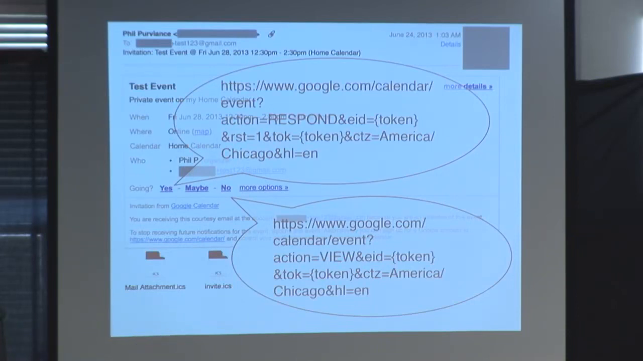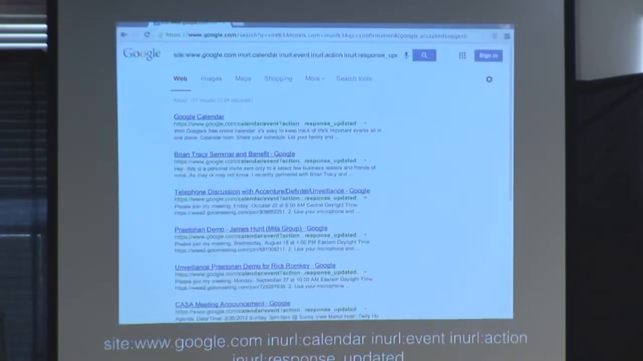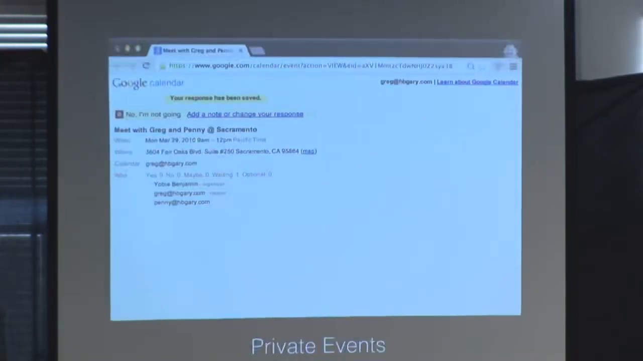And then I converted that into a Google query to see what kind of results I would find. And we got a good number of results here. And these are going to be other people's calendars. So the query I ended up using was site:www.google.com. That's going to limit the scope to just google.com. In URL calendar, in URL event, in URL action, and in URL response updated. All right, so one of the first links there, meet with Greg and Penny at Sacramento.